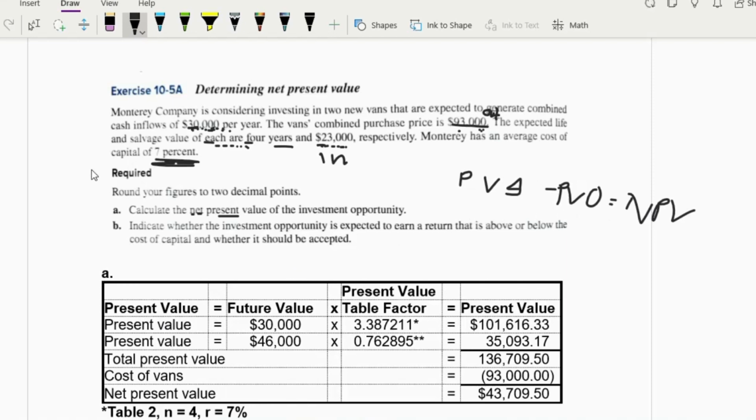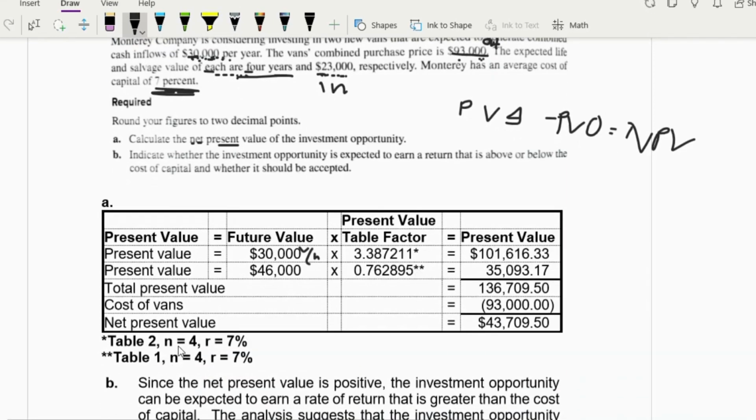Inflows, we have 2 inflows. If you see 30,000, this is every year we will be receiving, do remember, and for 4 years we will keep on receiving it, right? So 30,000, and for 4 years we will be receiving it. So do remember, n is 4, because 4 years you will be receiving it, and the discount rate they said 7%. Because this 30,000 is a repeated amount, I can use the annuity table for this.